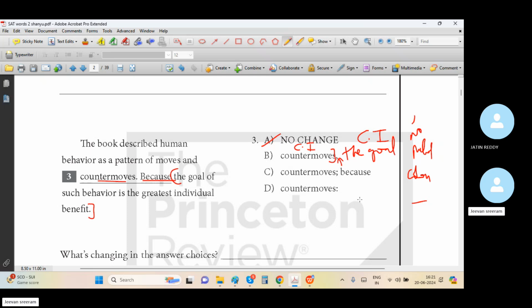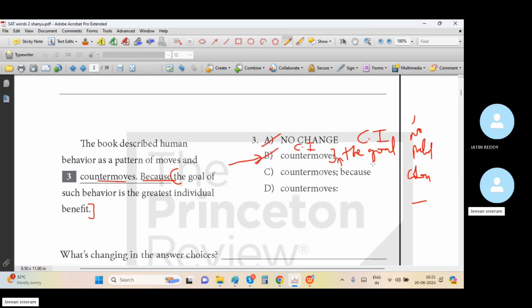Jatin. So have you understood the option B? Option B is making us not use because again. If there is no because, we are going to get two complete ideas. But if there are two complete ideas, a comma is wrong. Using a comma in between two complete ideas is wrong. B is also wrong. Correct?